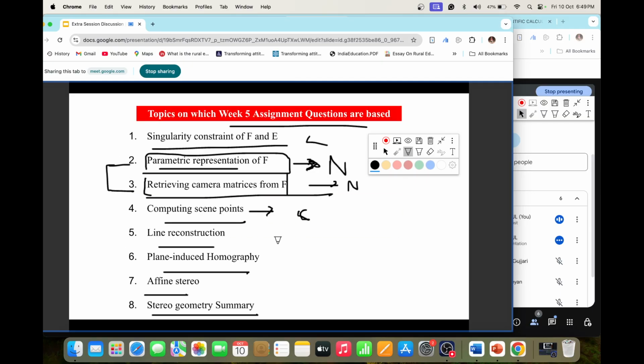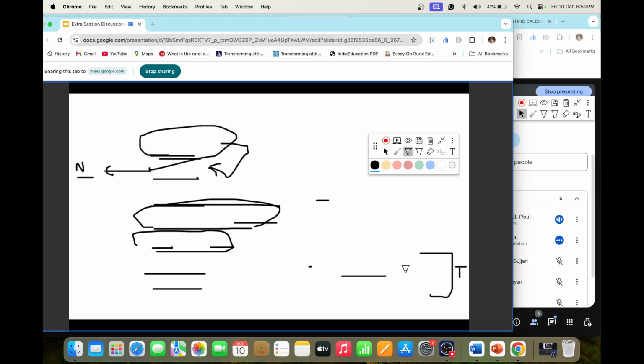And then week 5 is a continuation of week 4 only. You have different concepts, but most important is parametric representation of F. If you are given a parametric representation, how to get the epipoles, that is important. So that is why the second is very important for your numerical. And third, retrieving camera matrix from F, that is again important from your numerical point of view. And then computing scene points, line reconstruction, all these theories you can see. But second and third are the most important from your numerical point of view.